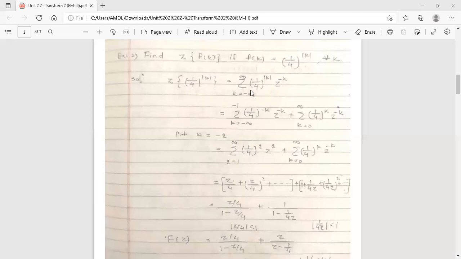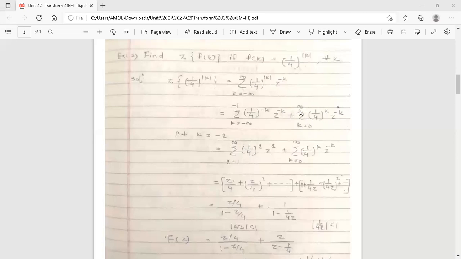Now split the limits minus infinity to infinity as minus infinity to minus 1 and then from 0 to infinity. So when the limits are minus infinity to minus 1, write in summation 1 by 4 to the power minus k, and the term of z as it is, z raised to minus k, plus second term, summation k varies from 0 to infinity, and the sequence is 1 by 4 to the power k.